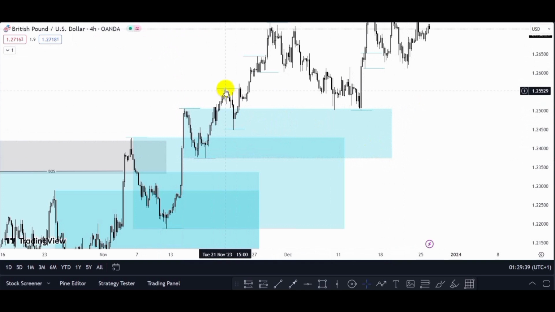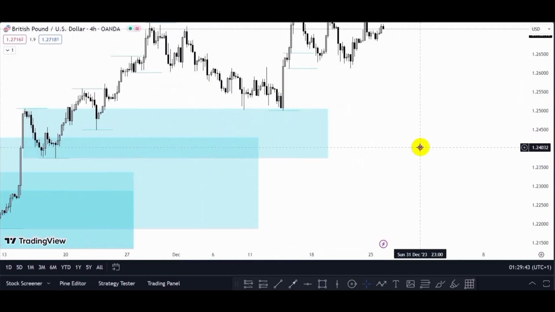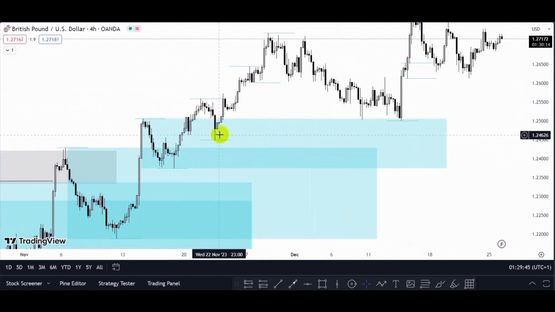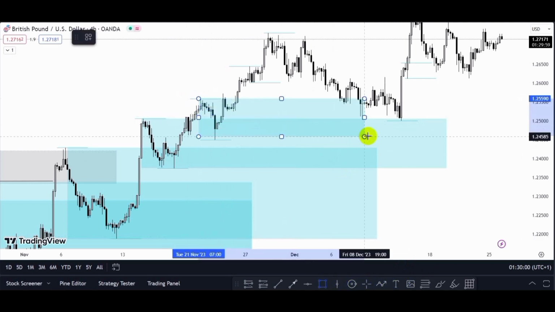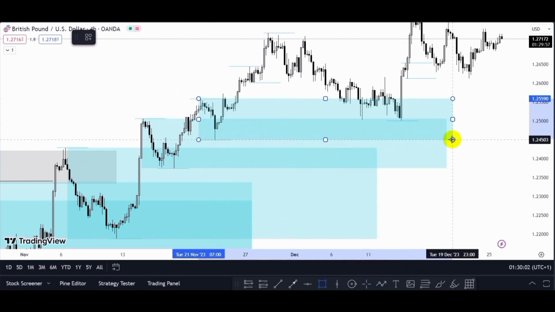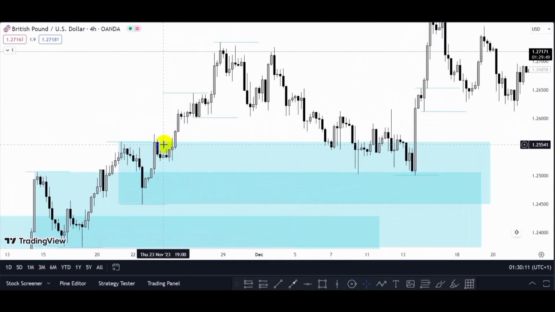Now we have price return and mitigate the IOF, the institutional order flow, and then we see price push to the upside again and take out this buy side liquidity. So we'll mark out our new institutional order flow zone. This is our new IOF zone here.